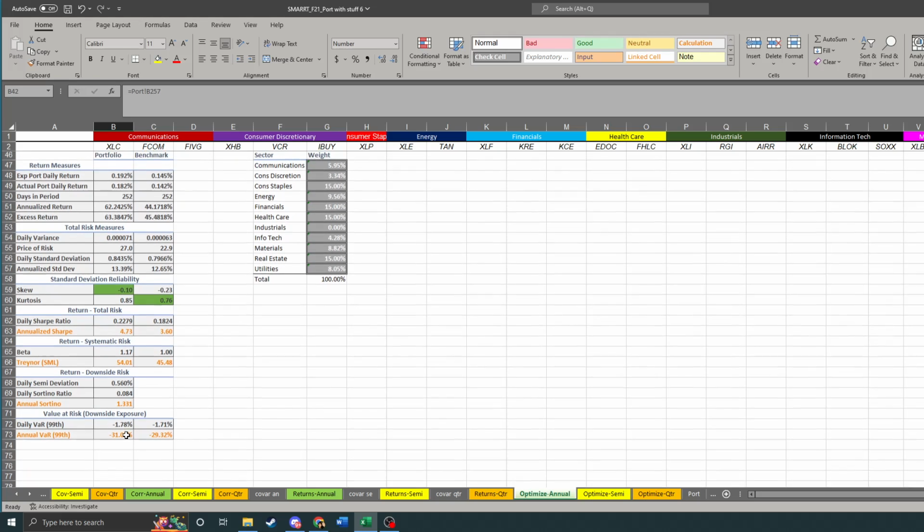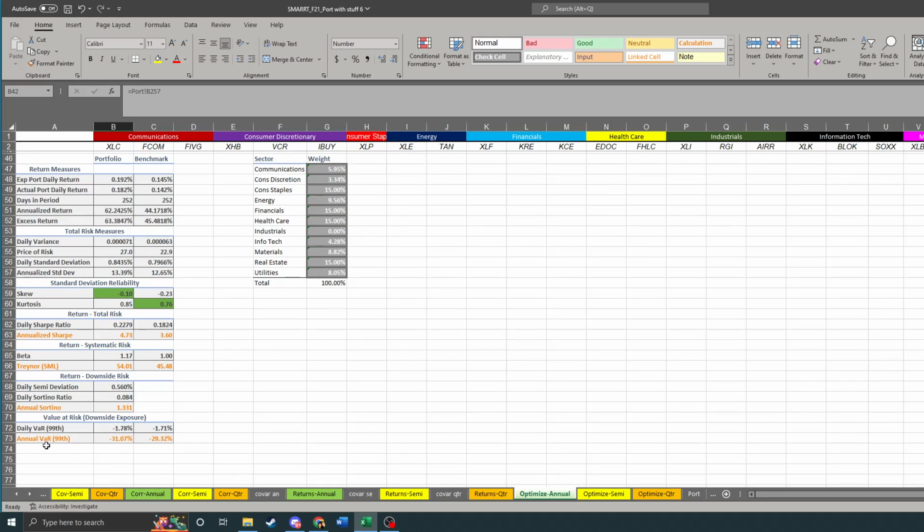So the annual VaR is considered the value at risk, so basically how much of the actual portfolio do we stand to lose? And then the various ratios, known as the Sharpe, Treynor, and Sortino, are various return ratios. Each one of those measures a different form of return, but they're all pretty much doing the same thing of showing you how much return you're getting.